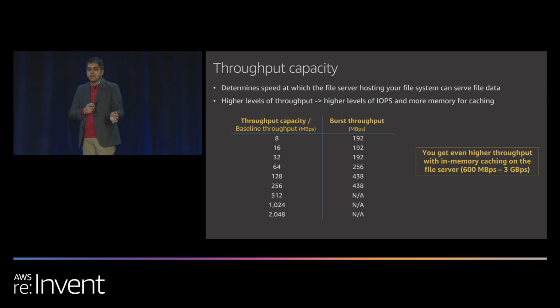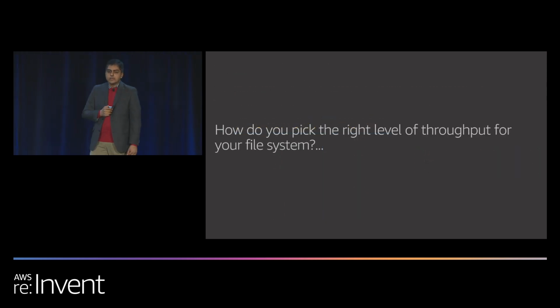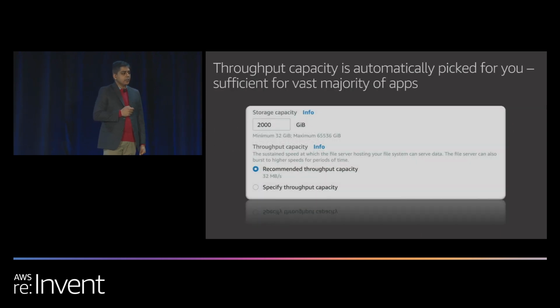And then beyond this baseline and burst throughput, going all the way back to the storage, you also get higher throughput with in-memory caching on the file server, and there you get anywhere between 600 megabytes per second and 3 gigabytes per second. So I threw a lot of numbers at you in terms of throughput capacity options. You may be wondering, how do I pick the right level of throughput for my file system? It's actually really easy. With our experience across thousands of customers and with our long experience running file services on AWS, we basically pick the throughput capacity for you.